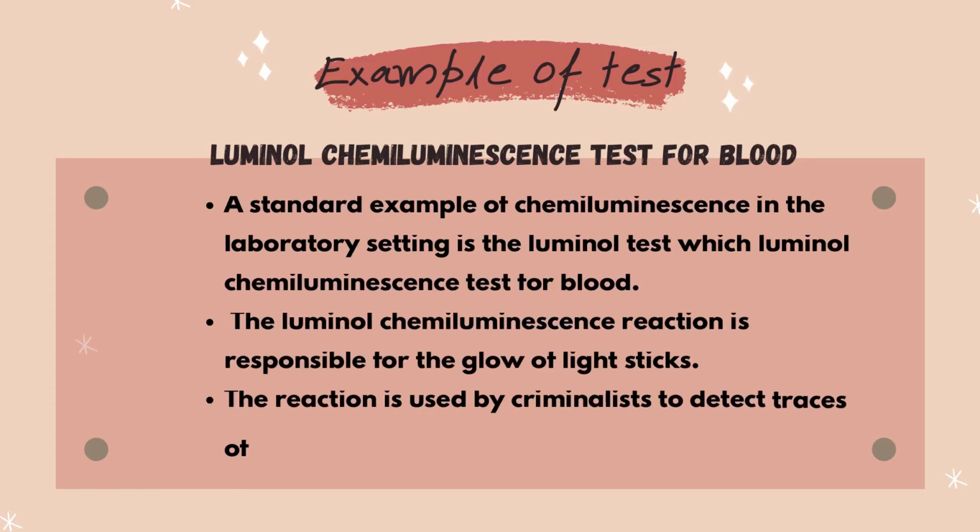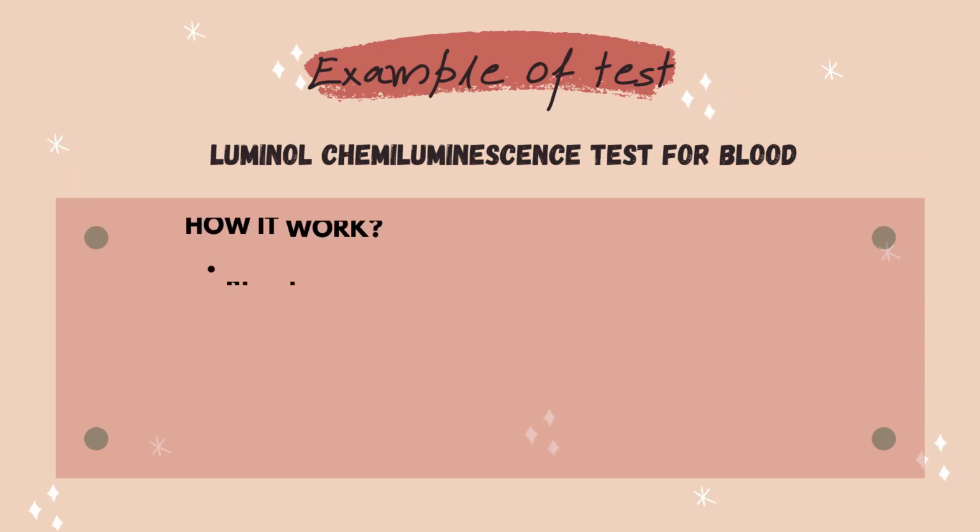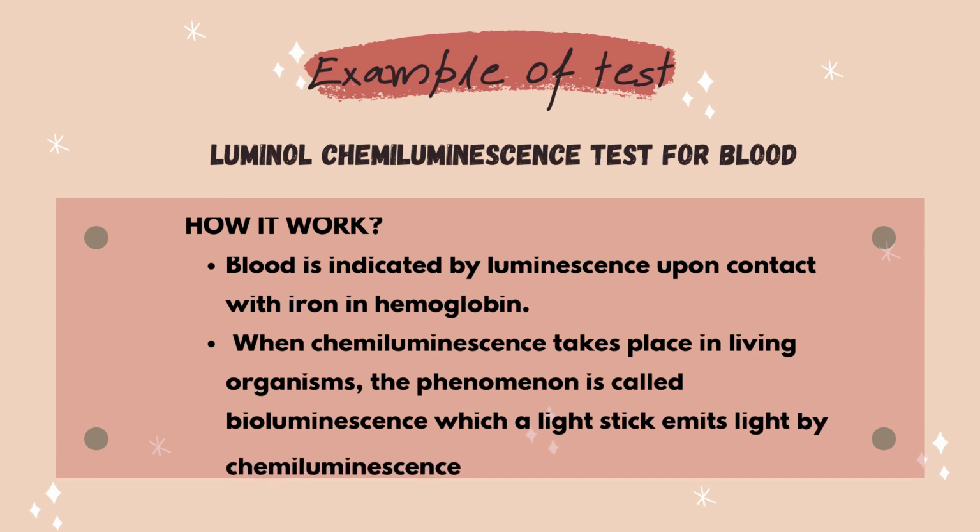Example of test. A standard example of chemiluminescence in the laboratory setting is the luminol test, which is a luminol chemiluminescence test for blood. The luminol chemiluminescence reaction is responsible for the glow of a light stick. The reaction is used by criminalists to detect traces of blood at crime scenes. How does it work? Blood is indicated by the luminescence upon contact with iron in hemoglobin.